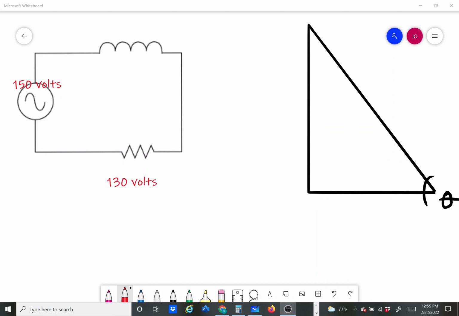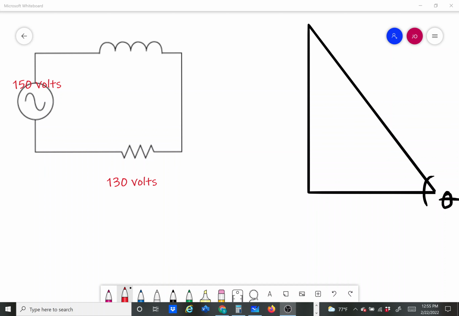Like our total opposition to current flow, our impedance, is on the hypotenuse. Our source voltage, E total, is on the hypotenuse. Our total power consumed by the circuit, voltamps, or apparent power. So a lot of these calculations are going to be based off of our right triangle.